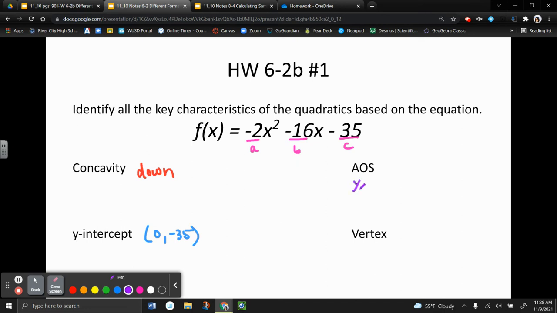My axis of symmetry is going to be negative B over 2 times A. Okay, so again, putting parentheses so I can keep my negative straight. Negative B, B is negative 16, so that becomes positive 16. And 2 times negative 2 is negative 4. 16 divided by negative 4 is going to be negative 4. So my axis of symmetry is going to be x equals negative 4.